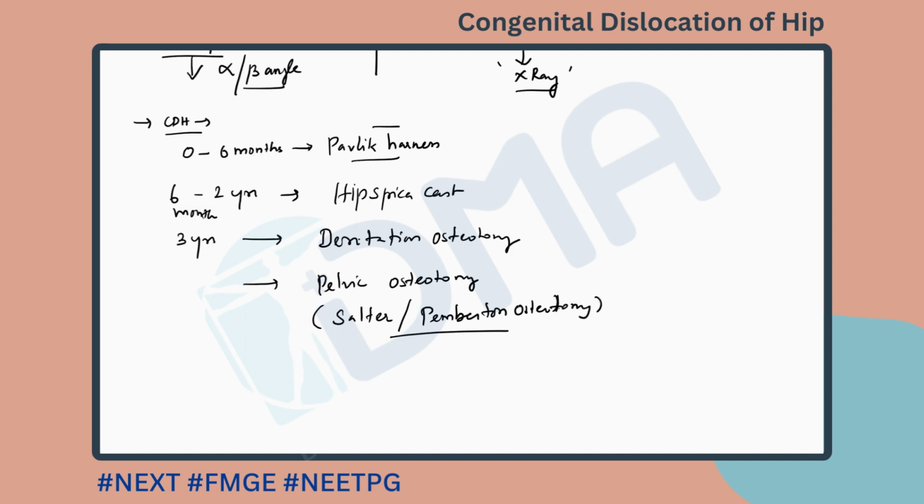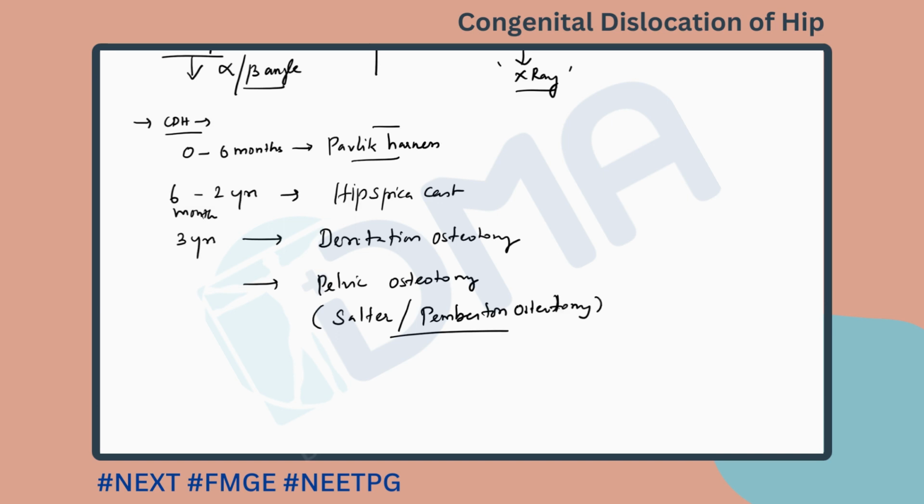These two tests are repeatedly asked questions. That is why I am insisting on this. And how do you manage the child? If he is below 6 months of age, you treat it with a Pavlik harness. If he is between 6 months and 2 years, you apply a hip spica cast. By 3 years, you can do surgeries around the femur side or around the pelvic side, called derotation osteotomy and pelvic osteotomies respectively. Okay, clear? So this is about the management.